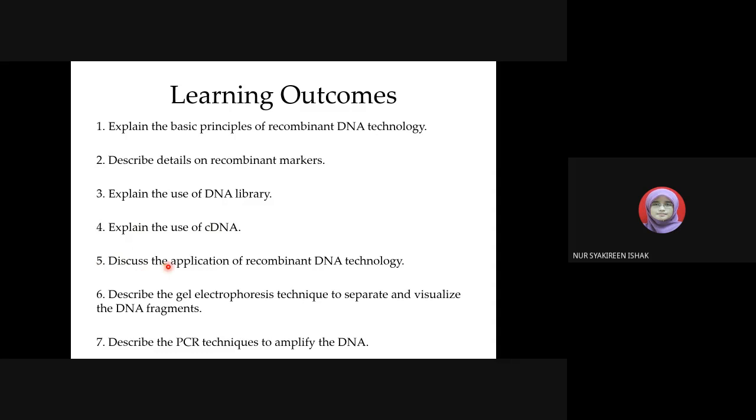So number 5, discuss the application of recombinant DNA technology. There are many applications, in medicine, in agriculture, to the environment, gene therapy. So there are many applications of recombinant DNA technology to produce modified organisms, GMO. But there must be ethics too. And then number 6, describe the gel electrophoresis technique to separate and visualize DNA fragments.